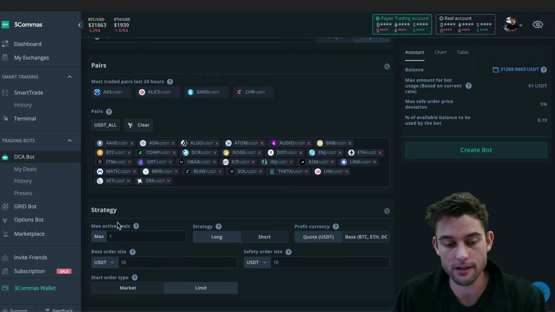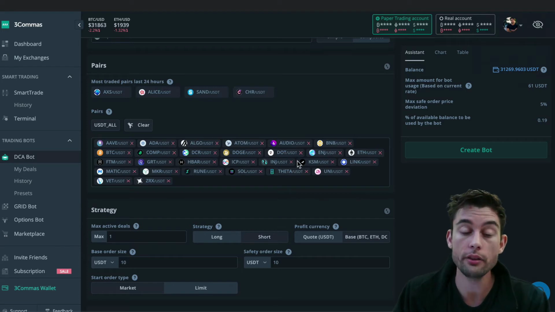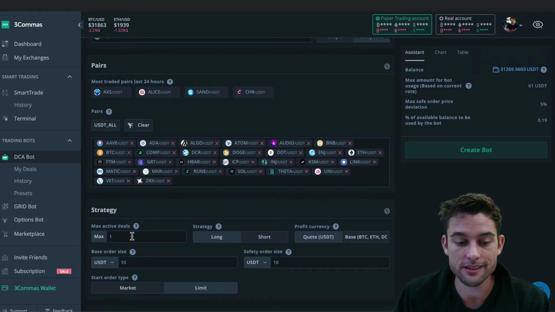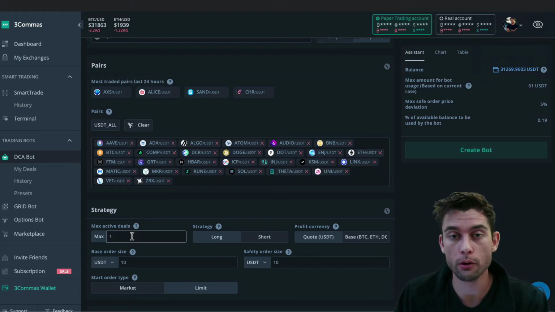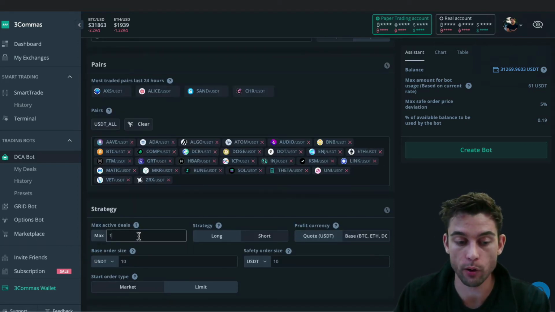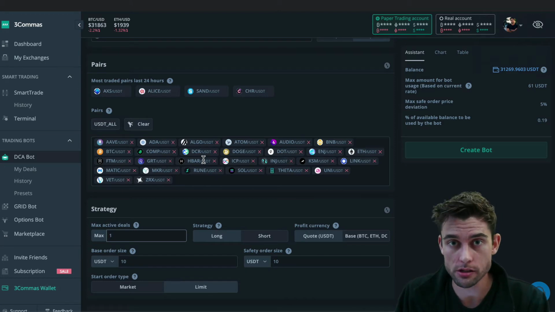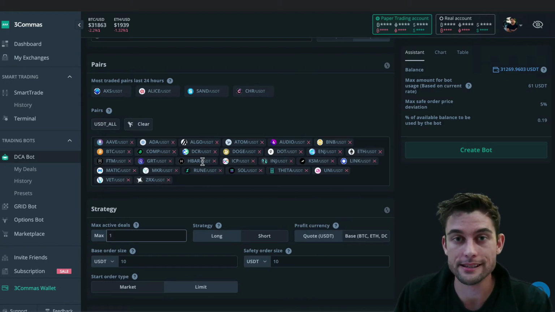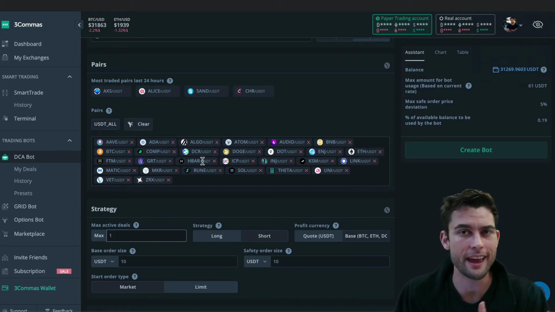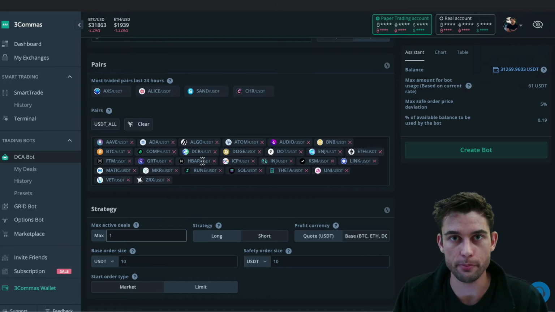So basically what this means is that out of all of the different cryptocurrencies that you have in here, this number will determine how many deals your bot will open at one time. So if you only have one here as the maximum amount of deals that can be active at the same time, then that means that whenever just one of these cryptocurrencies that you choose meets the criteria in order for the bot to start, then your bot will start the deal with that single cryptocurrency, and it will not open any more deals for any other cryptocurrency pairs until that one deal is complete.